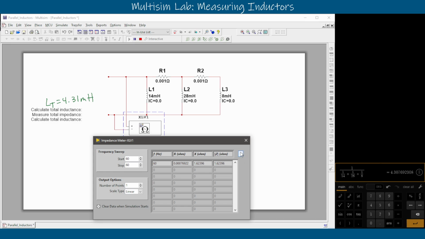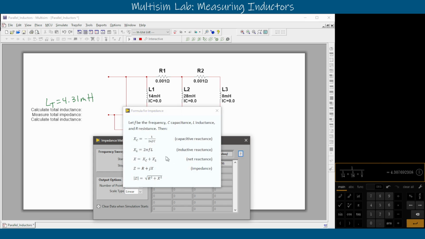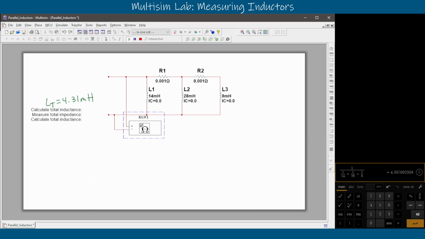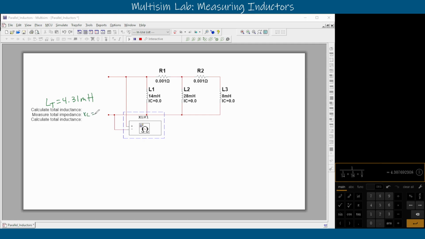Let's grab our formula out. So we'll get this question mark here. That's going to tell us our formula. XL equals 2 pi FL is what we're going to plug in. We're going to solve for L out of that because we just got XL. So we'll rearrange that. So 1.62 is our output here, ohms. So XL is equal to 1.62 ohms. And we can use that in our inductance equation.